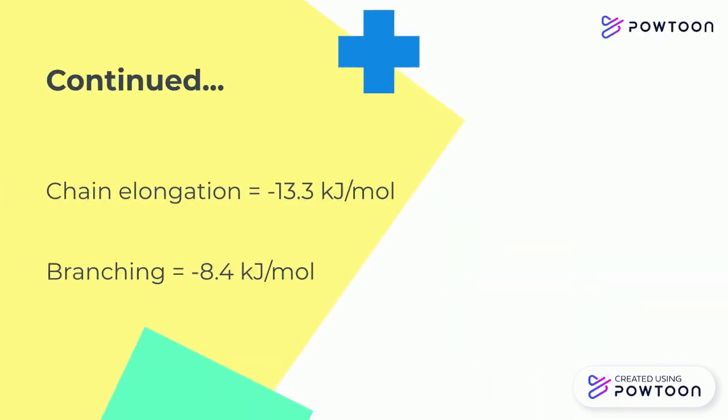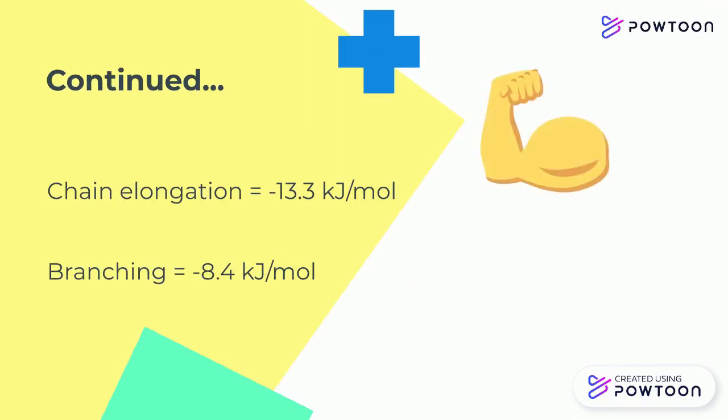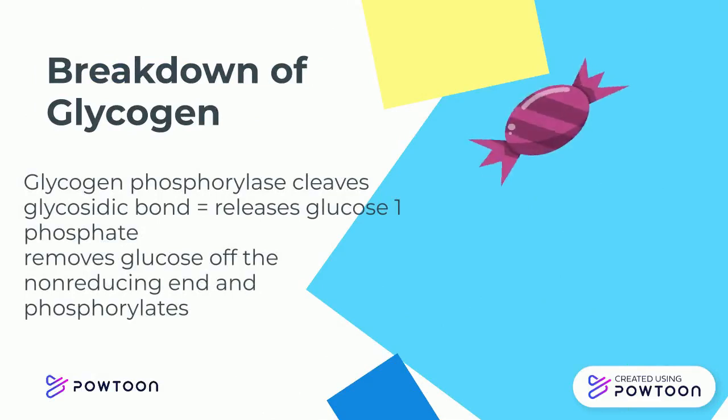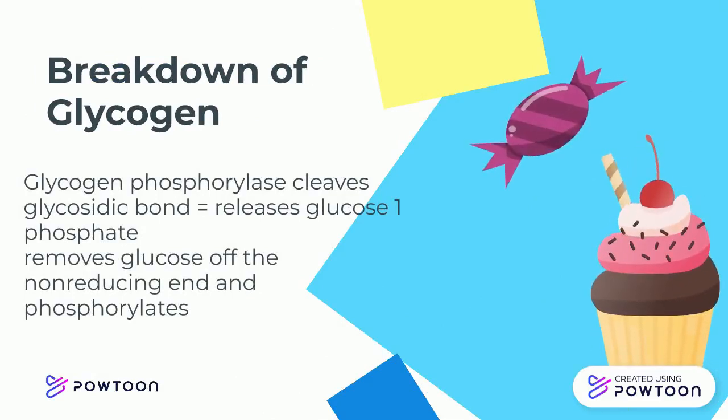Next follows chain elongation that liberates negative 13.3 kJ per mole and the branching process with negative 8.4 kJ per mole, resulting in the synthesis being exergonic. Dietary polysaccharides are metabolized by hydrolysis and converted into monosaccharides.